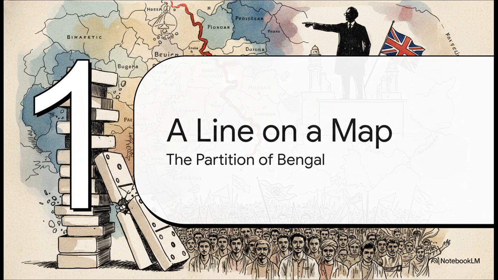Okay, so domino number 1. It all starts here. In July of 1905, the Viceroy of India, Lord Curzon, announces he's going to split the Bengal presidency in 2. Now, you have to understand, Bengal wasn't just some random province. It was the absolute nerve center of Indian nationalism. It was the hub for new ideas, for culture, for resistance. It was massive, it was influential, and frankly, it was a huge pain in the neck for the British Raj.